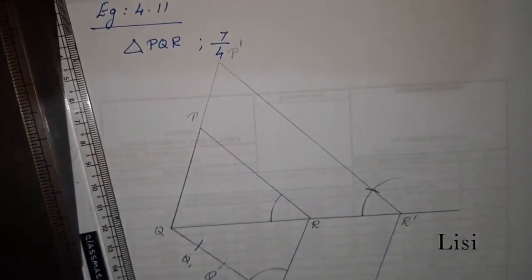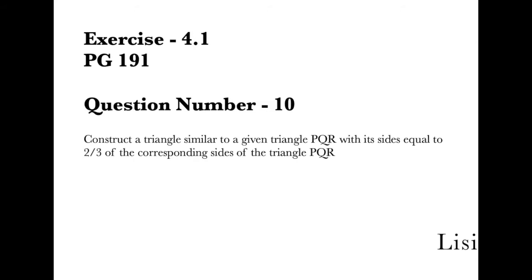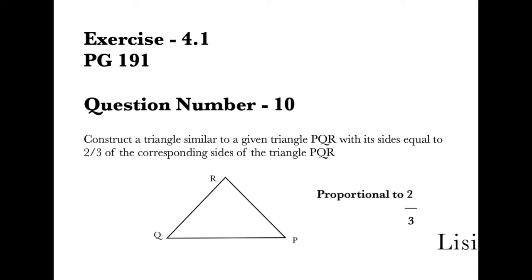Clear, girls? Shall we do the exercise sums, ma? Page number 191, exercise 4.1. See the 10th sum, ma. Construct a triangle similar to a given triangle PQR with its sides equal to 2 by 3 of the corresponding sides of the triangle PQR. So what is given? Triangle PQR and proportional to 2 by 3.